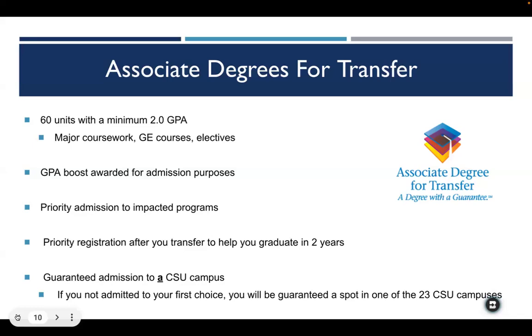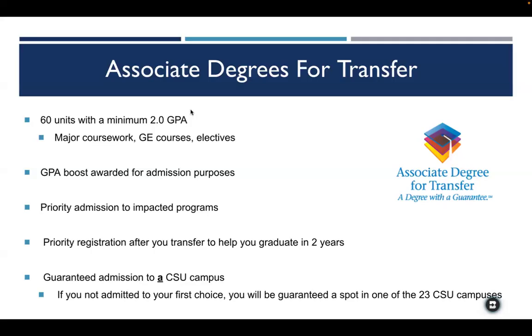The coursework and GE courses that you see right here are going to be 2 assignments this week. And the goal is not to overwhelm you with information, but to have you interact with it. And I'm not looking for perfection. Some other benefits of the associate degree for transfer are you would get priority admission to certain schools. In some cases, you even get a 0.1 GPA boost for admission, which can be helpful.